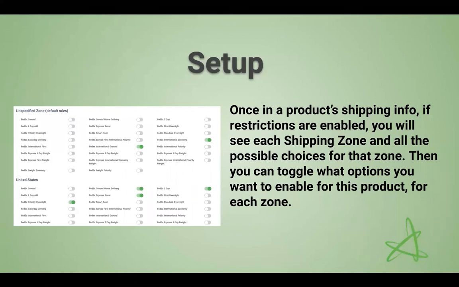And then underneath, it's showing you every possible shipping method that you've enabled in that zone inside the shipping tool itself. In this screenshot, this customer has gone into this product and said, for this specific item, if you fall into the United States zone, I only want to offer ground home delivery, FedEx 2-day, FedEx Express Saver, and FedEx Priority Overnight. I do not want to offer any of the other options, right?